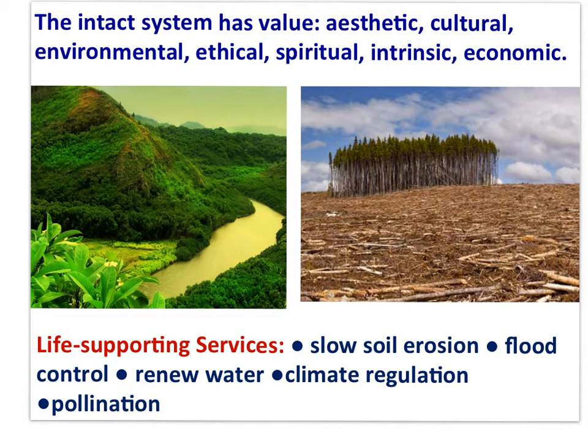Systems left intact, systems left alone, systems without pressure from humans, like the image on the left, provide life-supporting services, services taken advantage of by people, slowing the erosion of soil, controlling floods, replenishment of groundwater, climate regulation, and pollination services. But as the human population grows, increased stress is placed on all of the Earth's systems, and we lose life-supporting ecosystem services when we place stress on systems.